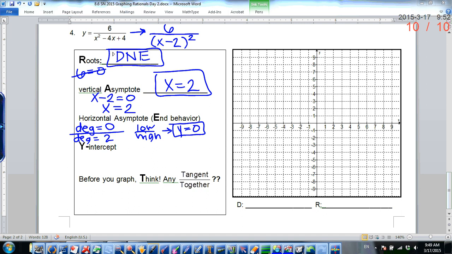Y-intercept. What do I plug in? X for 0, so 6 over 0 plus 4. So that's going to give us 6/4, which reduces to 3/2. So how do I write that? Good. 0, 3/2.